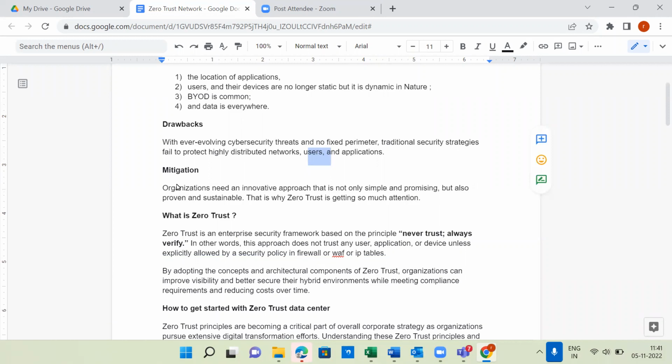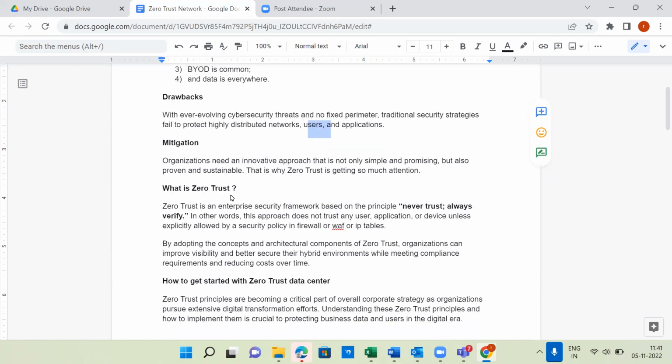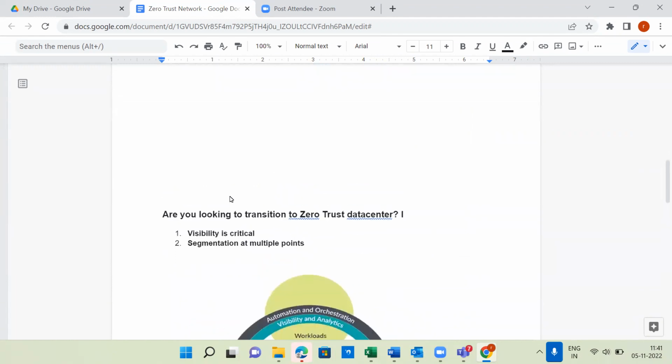So when hackers, intruders, attackers, or even internal employees try to access any applications, devices, servers, databases or peer-to-peer communications, and so on, every time we have to verify. We should not trust anyone, always verify. That is called zero trust network. If we want to design zero trust network in the data center as well as in the cloud, we have to follow a couple of security best practices.